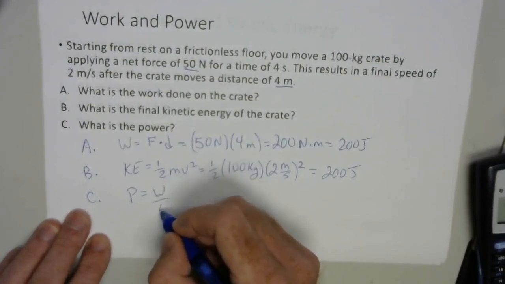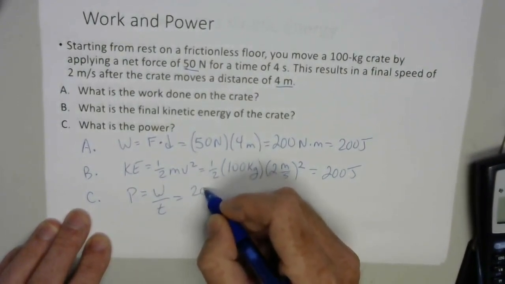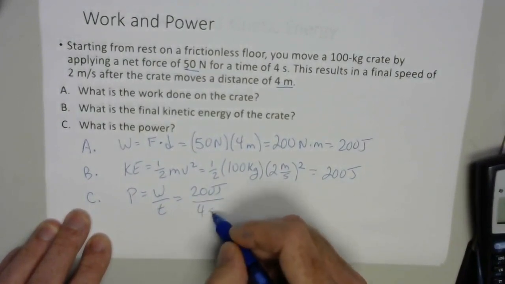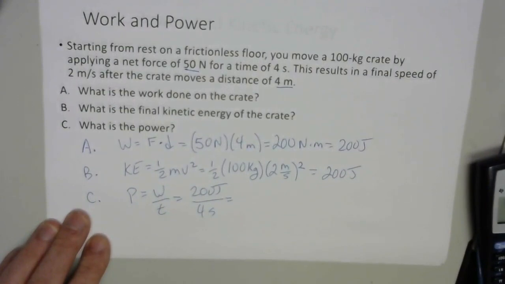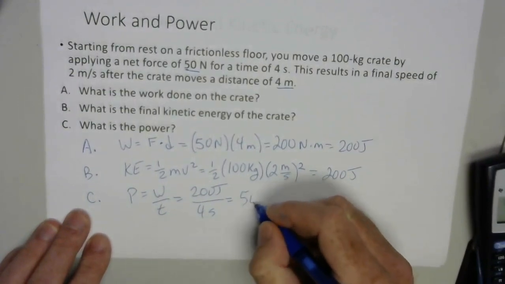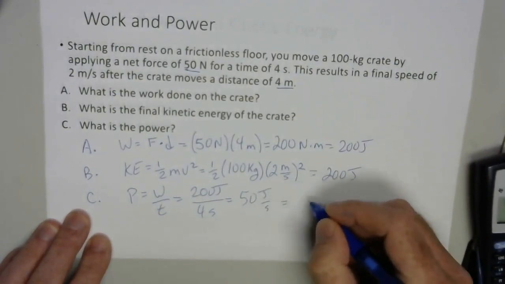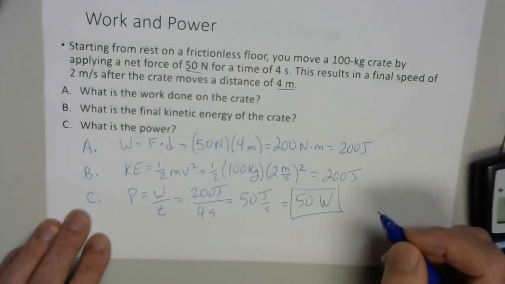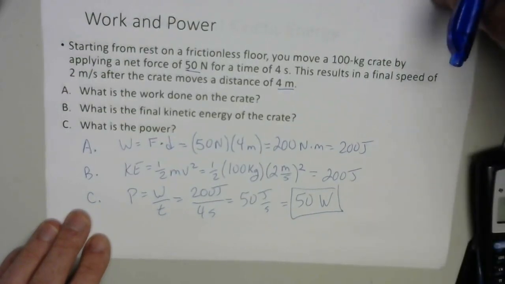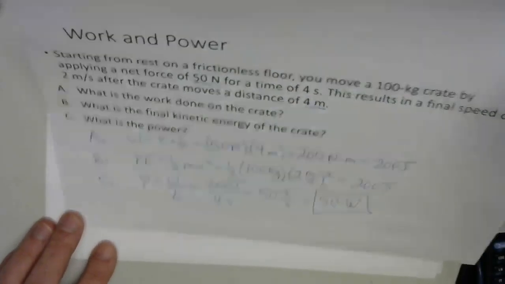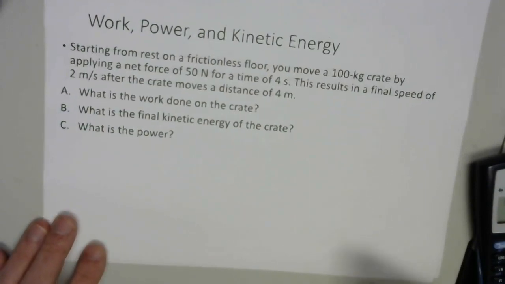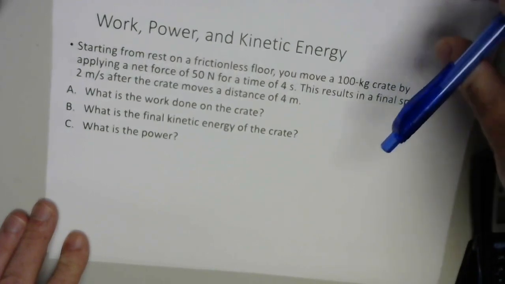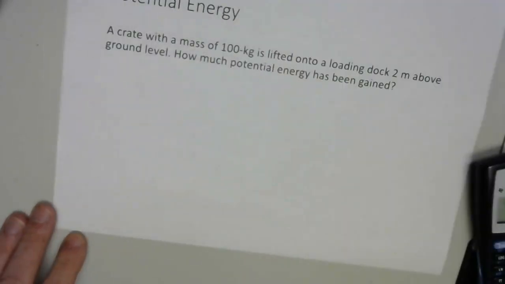And then the power in this case will be work divided by time. So it'll be the 200 joules divided by, in this case, 4 seconds. So 200 divided by 4 is 50 joules per second, or 50 watts. And so that would be your answer there. That's the same problem, so we'll move on along.